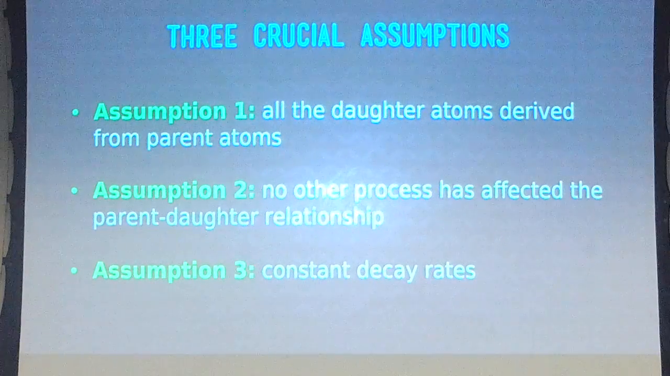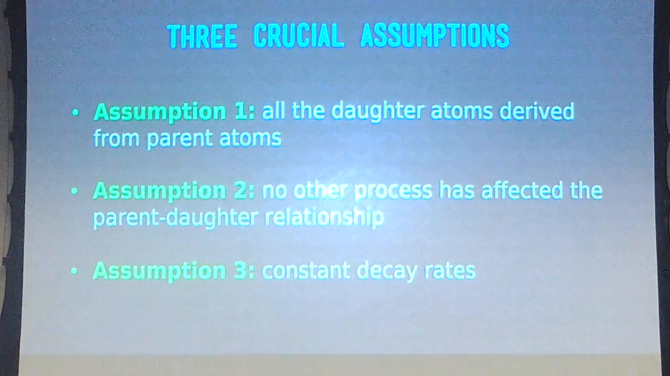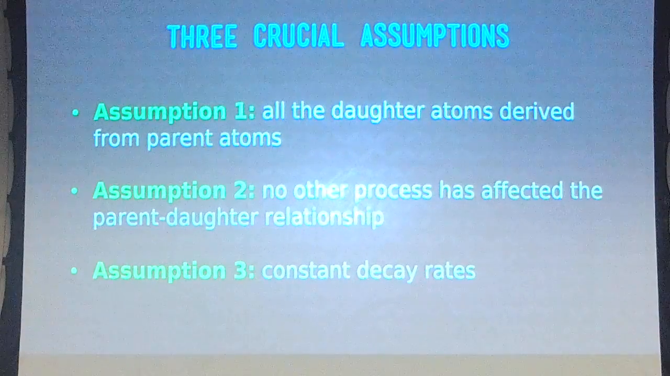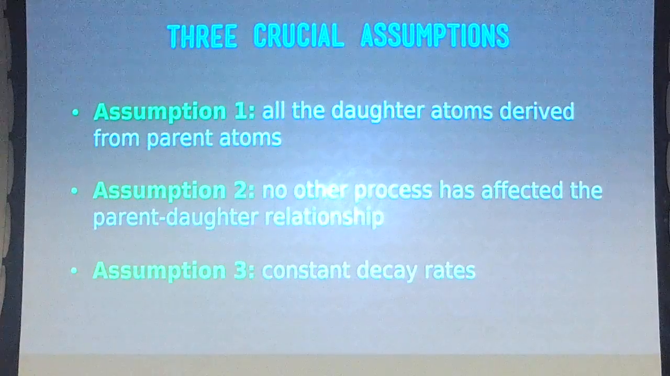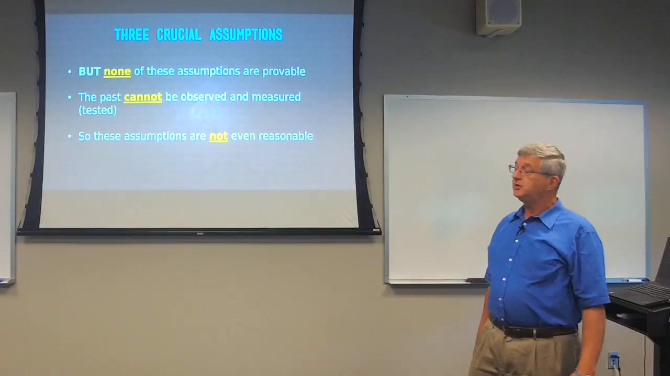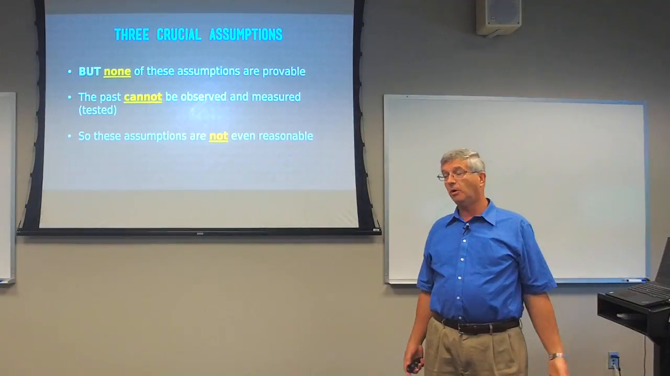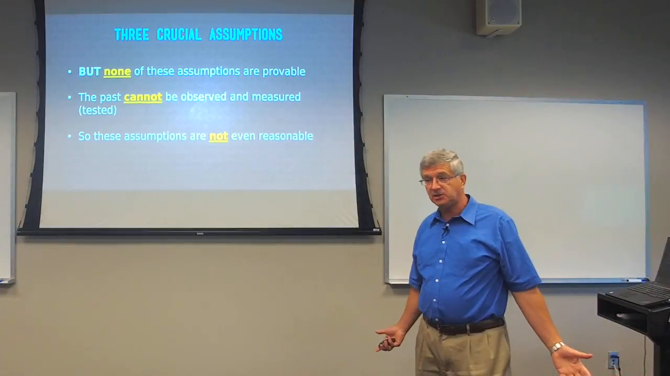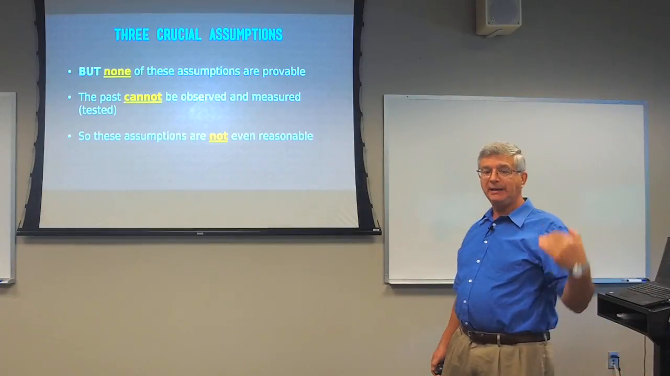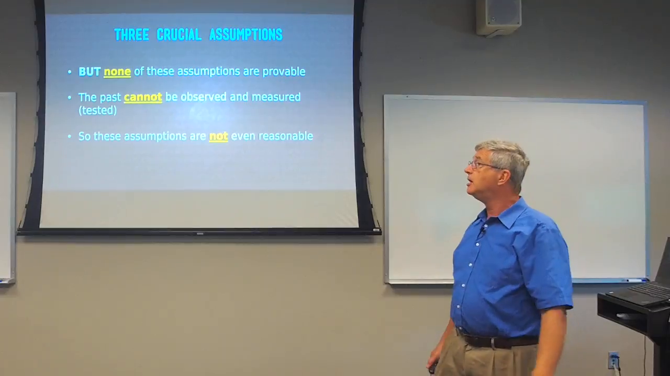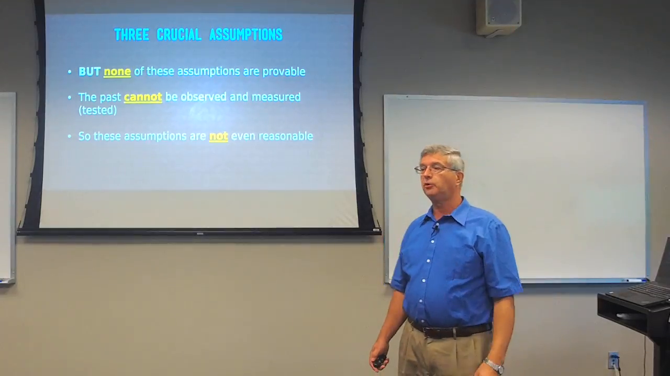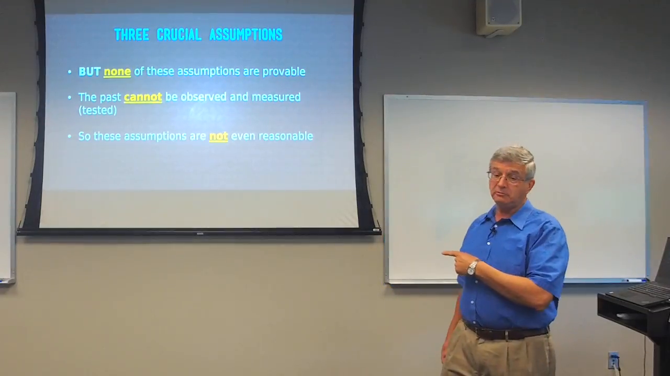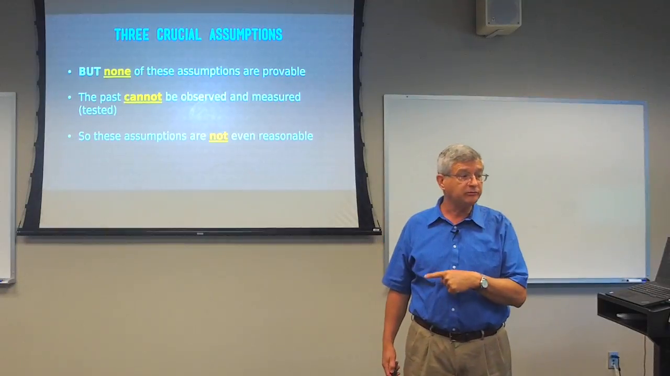So we can sum up these three crucial assumptions. Number one, all the daughter atoms derive from parent atoms, or we know the initial conditions. Number two, no other processes affected the parent-daughter relationship. And number three, constant decay rates. I want to show you that none of these assumptions are provable. Why? Because the past cannot be observed and measured and can't be tested. We weren't there in the past to be dogmatically assertive that these assumptions are all proven and correct. But the reality is that these assumptions are not even reasonable.